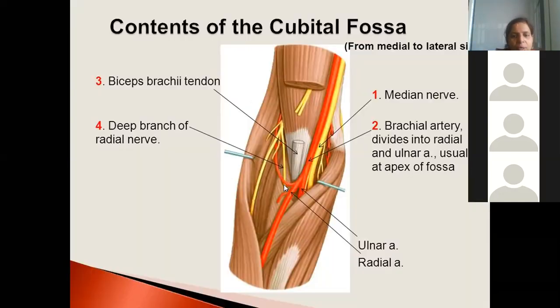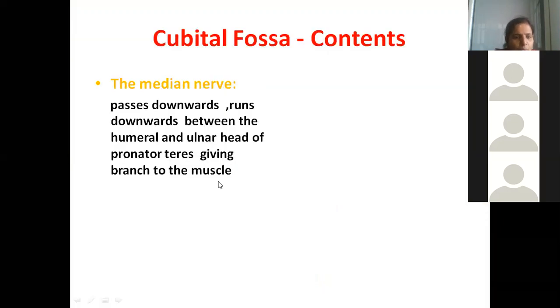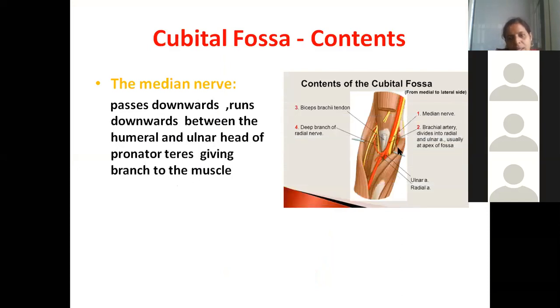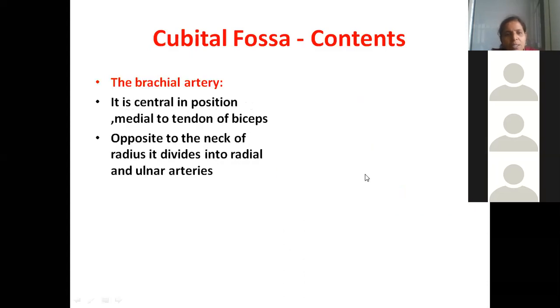Let us see the median nerve. It is passing downwards. See, this is the one. This thick nerve is passing downwards. What condyle do we have here? The medial epicondyle of the humerus. Then it runs downwards between the humeral and ulnar head of the pronator teres muscle, giving branches to the pronator teres muscle. So we have actually two origins for pronator teres, one from the humerus and the other from the ulnar bone. Between the two heads, you can see the median nerve passing here, and it is giving a branch to the pronator teres muscle.